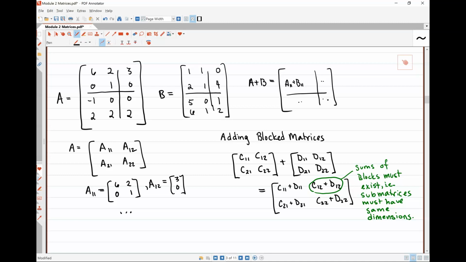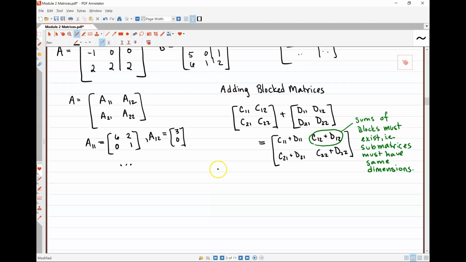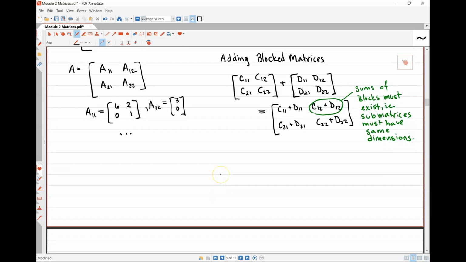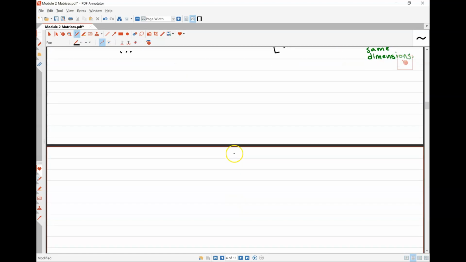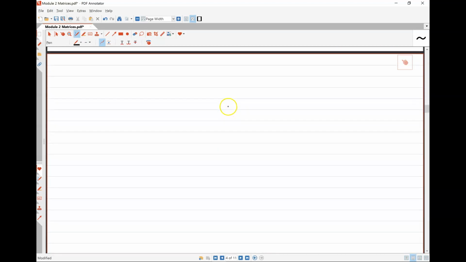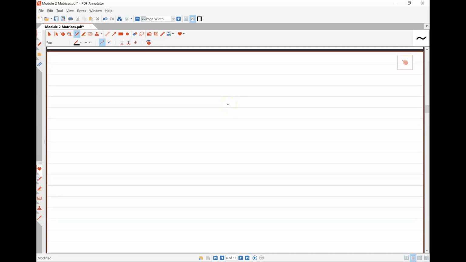Right, so that's how you add blocked matrices. The number of blocks has to be the same. The sizes of the corresponding blocks have to be the same in order to do addition. And there's a bunch of numerical examples of this in the text, so I'm not going to do a whole bunch of numerical examples for you now in this video because I kind of want to talk about multiplication, which is, as always, a little bit trickier.